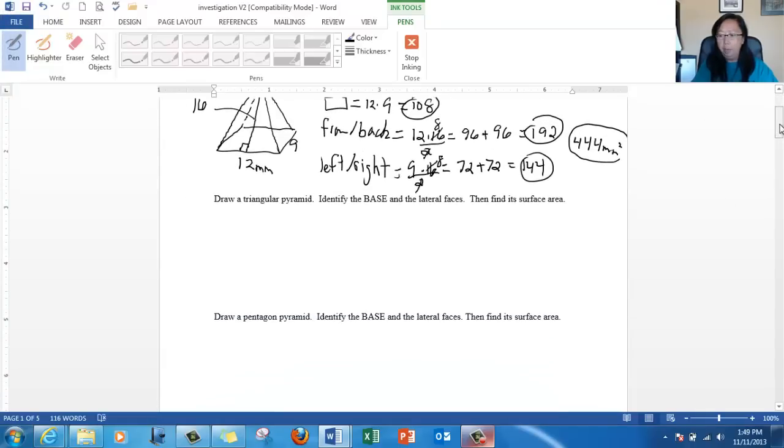Okay, let's do a triangular pyramid, which is this one right here. The base is this. So I'm going to draw a triangular prism. Put a dot in the sky. Connected. Did I say prism? I meant pyramid.